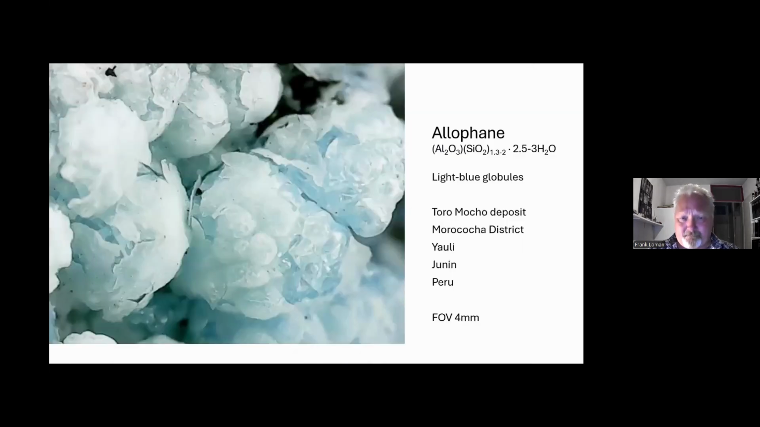First is allophane, which is aluminium silicate and forms light blue globules. You can see that they're not completely spheres, they're bits pushed together, and these are from Peru, from the Toro Mocho deposit.